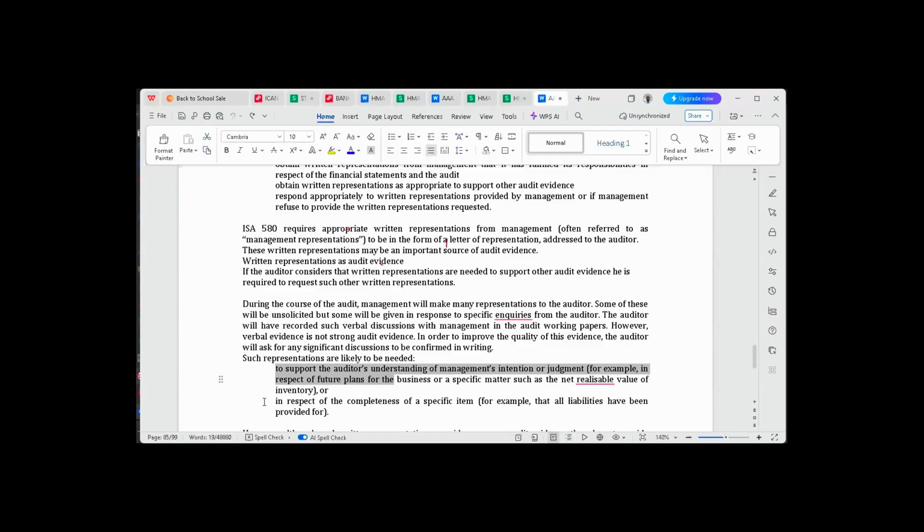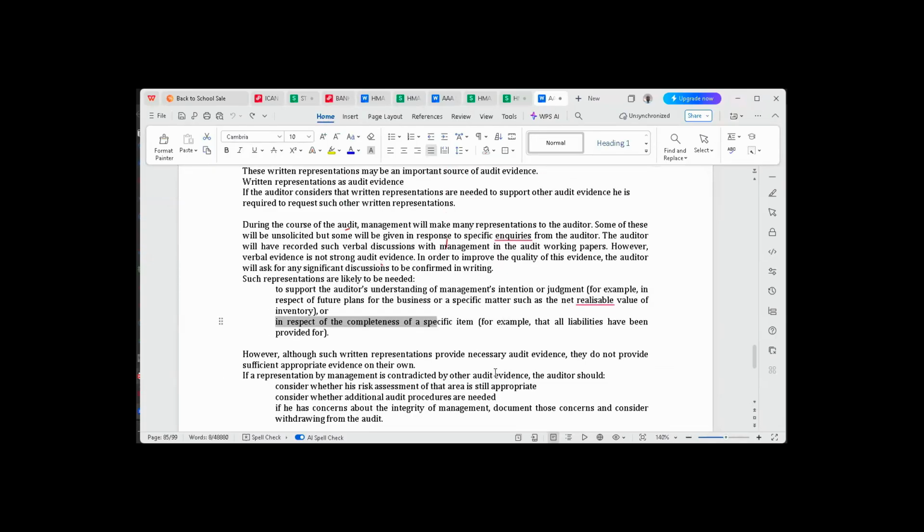Okay. Number two, in respect of the completeness of a specific item. Sometimes the information provided by the management will serve as evidence that complete information has been requested for. So the auditor will not be assuming. The auditor has the final word from the management.